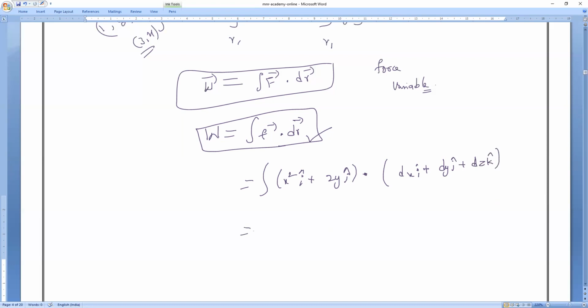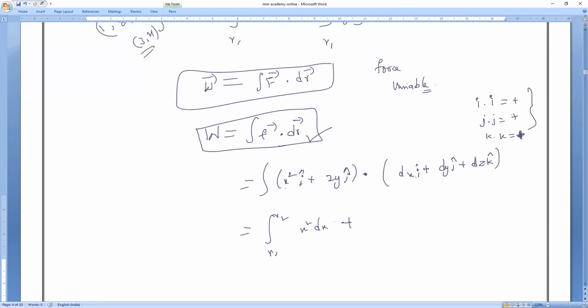That's all. You can make the limits now, r1, r2 limits. This will become x square dx. Everything remaining will be deleted. So x into dx, x square dx. Next, only three things are positive: i dot i is positive, j dot j is also positive, k dot k is also what? Yes, k dot k is also positive.